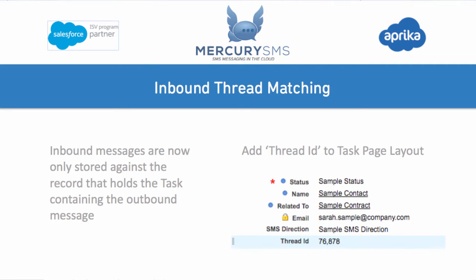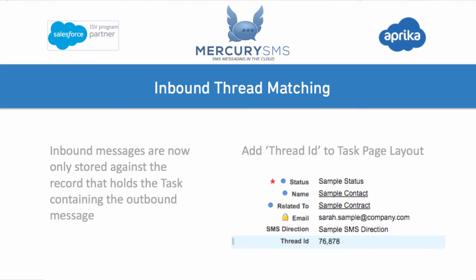Inbound thread matching is a new feature within Mercury SMS. Previously, when an inbound message was received, Mercury SMS would create a task relating to each matching record. Therefore, if there was one lead, two contacts, and one case with a matching phone number, a total of 4 tasks were created. The inbound thread matching has been introduced to make sure where an inbound message is matched to an outbound message via a thread ID, the task is associated only to the record that the outbound message relates to.